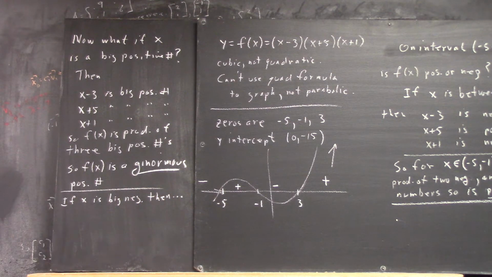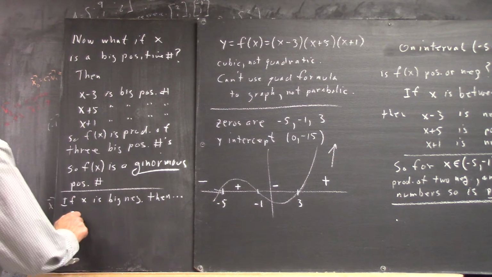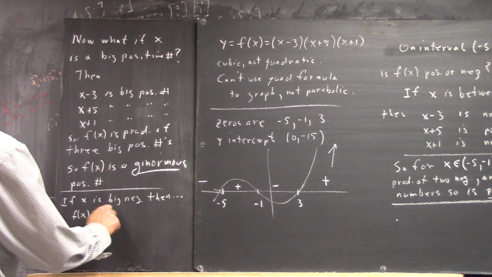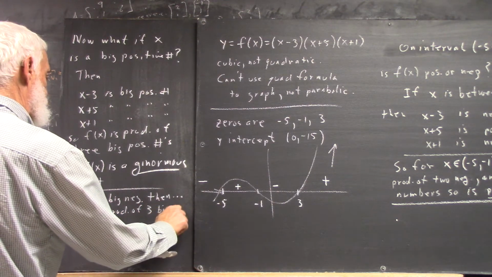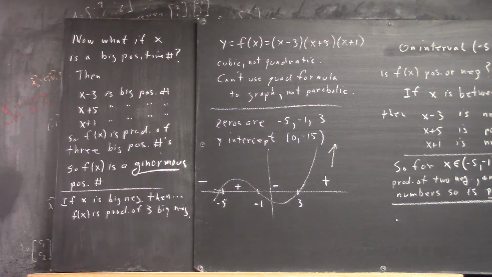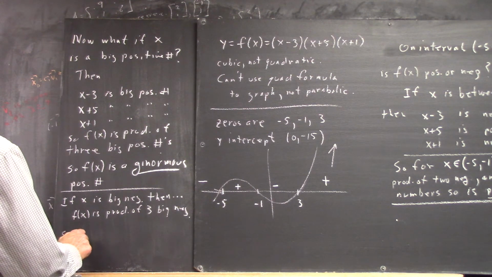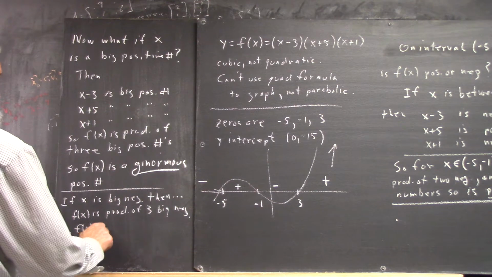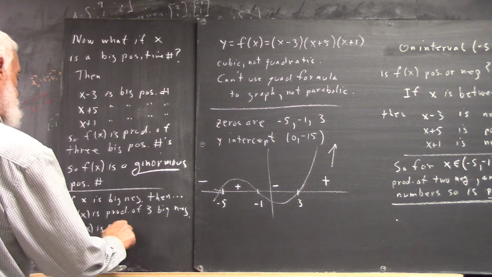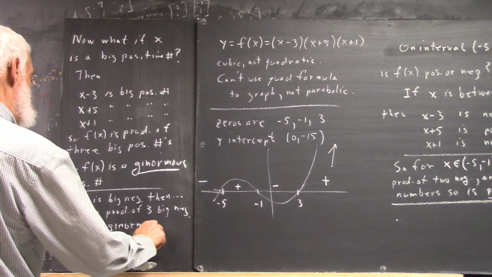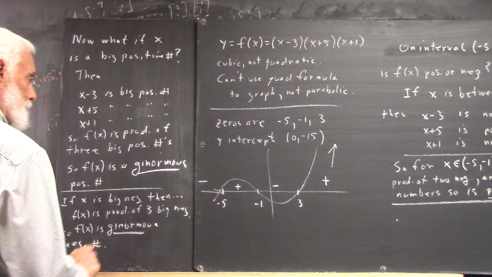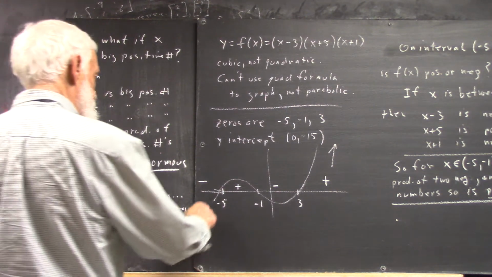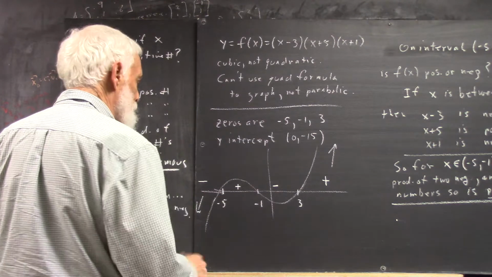Well, if x is a big negative, f of x is a product of 3 big negatives, right? So it's also a ginormous negative number. What's that do about your graph? It tells you your graph is going to rapidly go down this way.